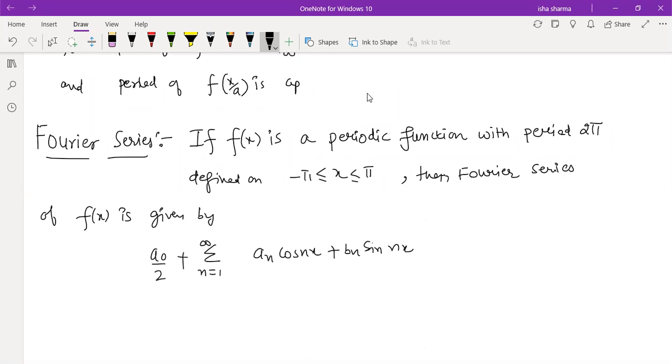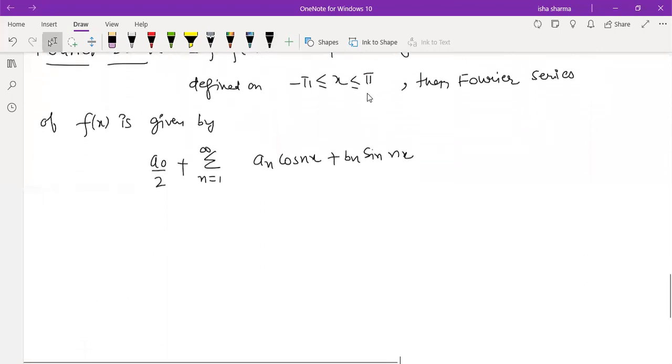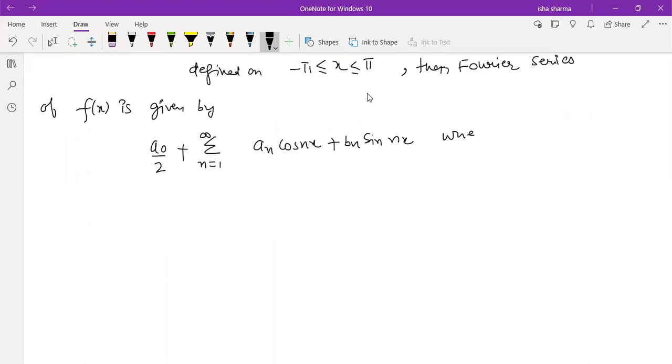So this a naught by 2 is just a convention, right? You can keep this as a naught also, but the point is that there should be some constant. As I defined the trigonometric series above, I told you there is a constant term and then there are the multiples of sine and cosine and their coefficients adding infinitely many times. The 2 is there just because of how I'll be defining a naught, so that 2 has to be adjusted somewhere. Either you can adjust it here or in the formula of a naught. Let me first write what these a naught, a_n, and b_n are. So far it is a trigonometric series, but now with these particular values of a naught, a_n, and b_n, we will be calling it a Fourier series.